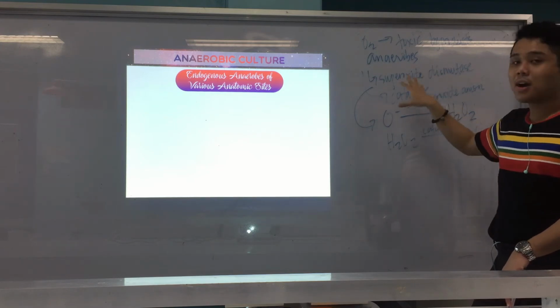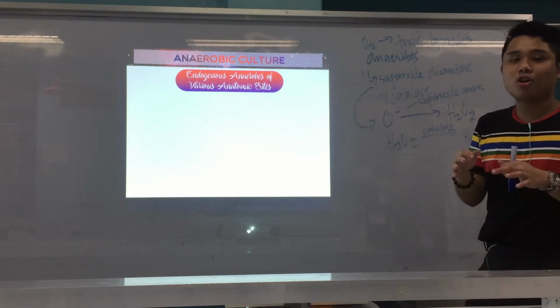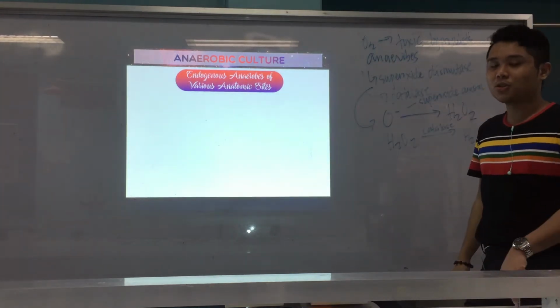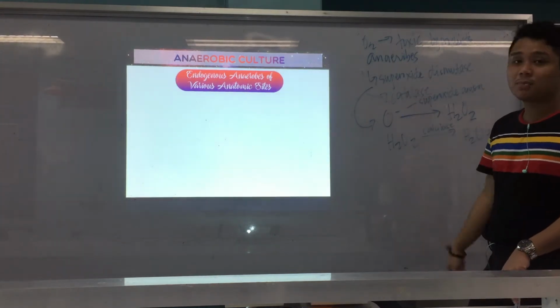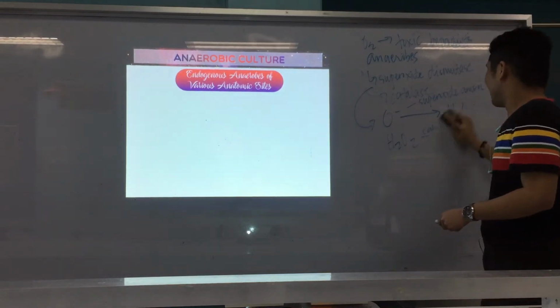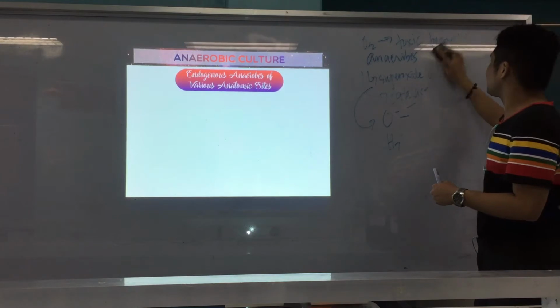Now, both of them are important in the degradation of the toxic byproducts of oxygen. Okay? Please take note of these two enzymes, superoxide dismutase and catalase. Alright, so we now go to the next part.